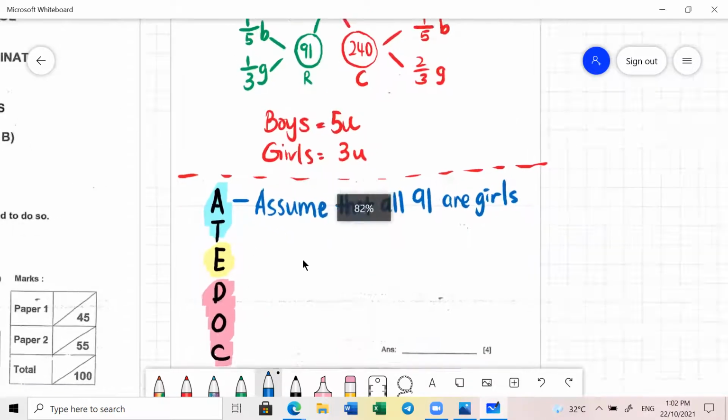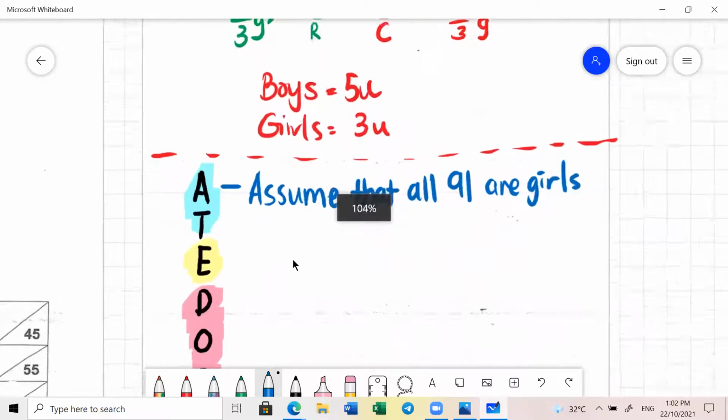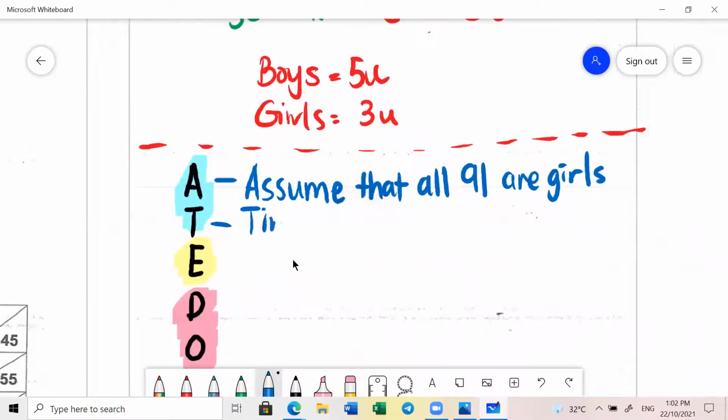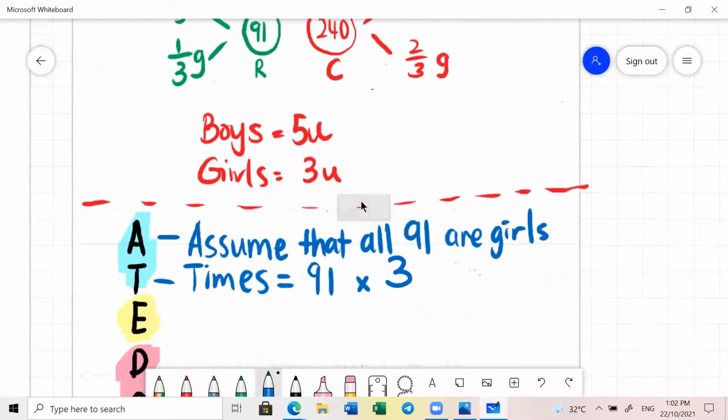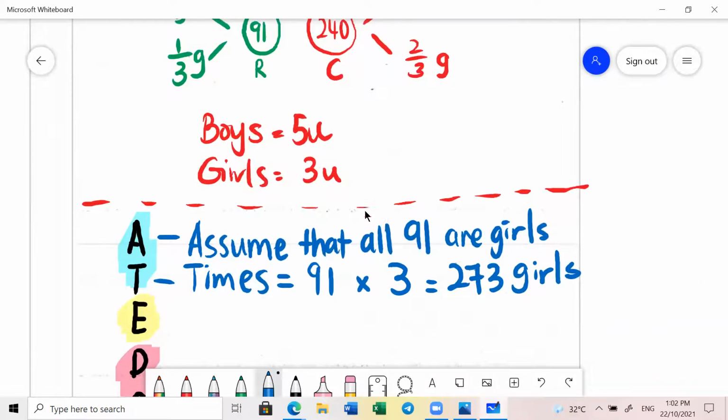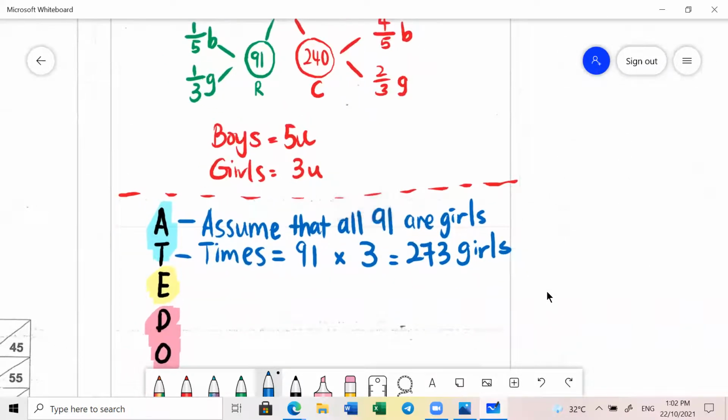After that, we want to look at T. T stands for times. What do I mean by times? Times basically means if I have 91 girls, I must times 3 units, because I want to find the total number of girls. When I do that, I will get 273 girls. So in total, there are 273 girls, and out of that 273, 91 actually went back to their classroom.